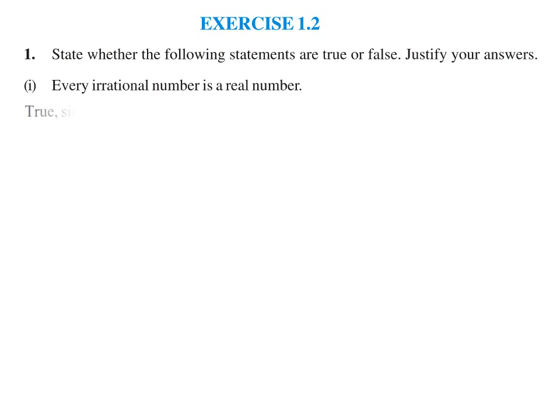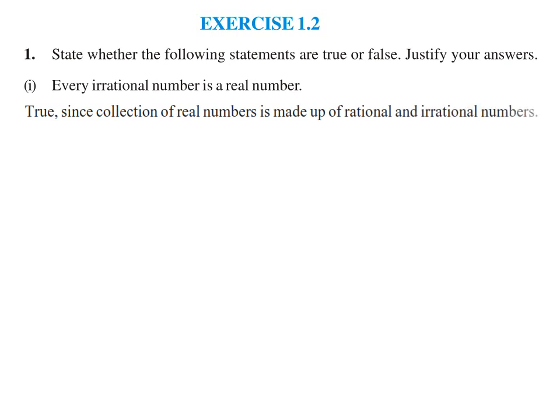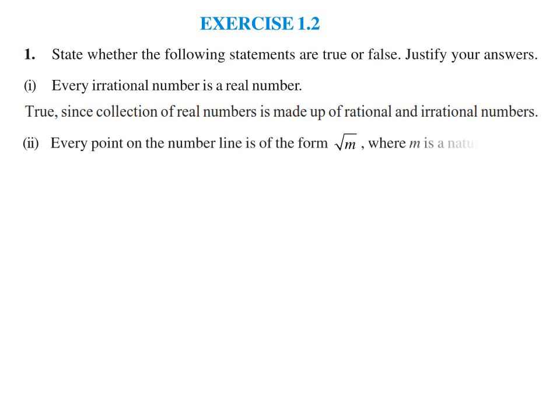So it is true. Why? Since the collection of real numbers is made up of rational and irrational numbers, as we have already learned in the previous video, you can say this statement is true. Second one: every point on the number line is of the form root m, where m is a natural number. You have to show whether every point on the number line is of the form root m, where m is a natural number. So this statement is false.